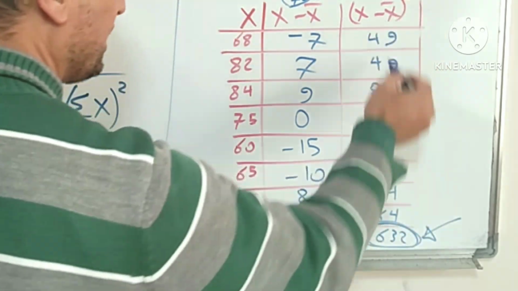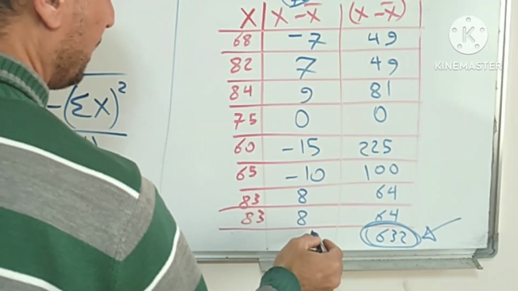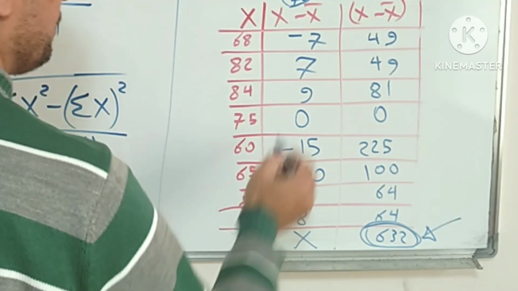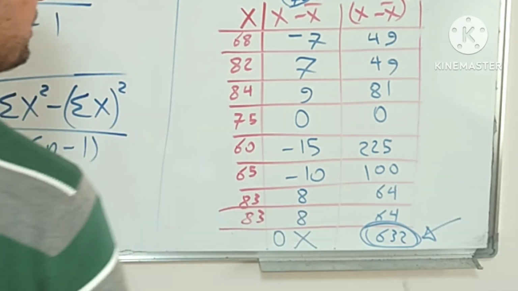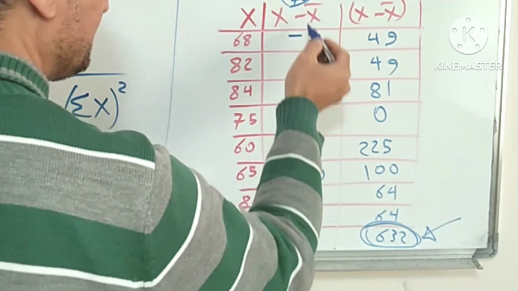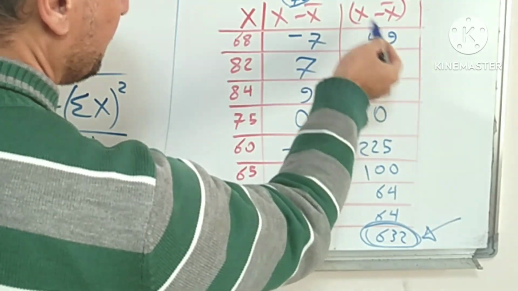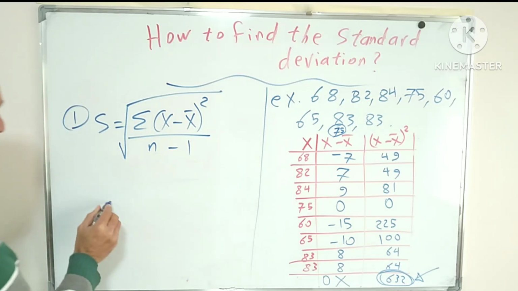Okay. Now, what we have to do is find the summation for this column. The summation of this data is 632. We don't need to find the summation for the other data, because the summation of the differences between the data and its mean, without squaring, is always 0. What we have to do now is just use the formula.